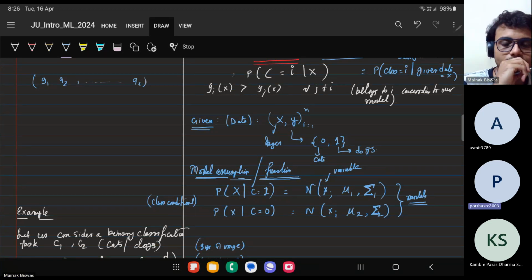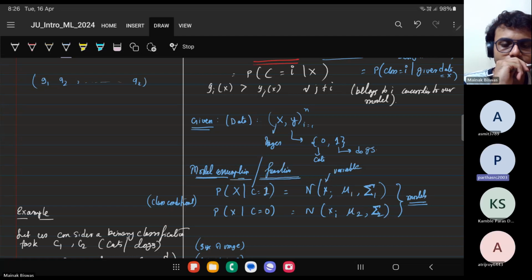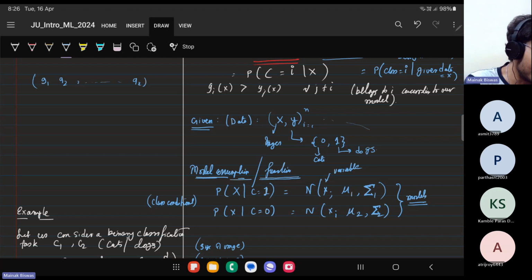We have to get the probability of X such that class equal to 1. In that case, we have to fit a normal curve to the data. The data is there, and I have to get the mu's and sigmas. It is very simple. We have already calculated sample mean and sample variance from the data, even for the multivariate case.